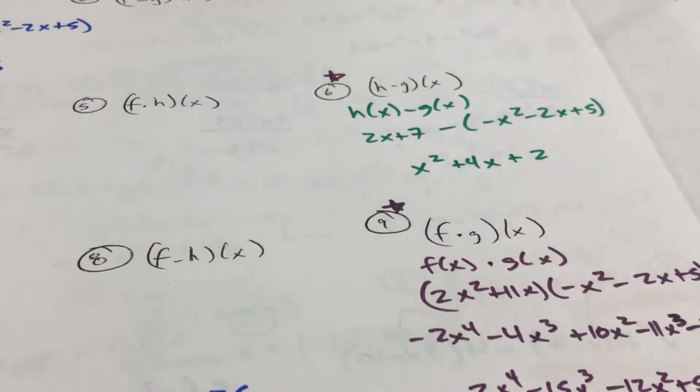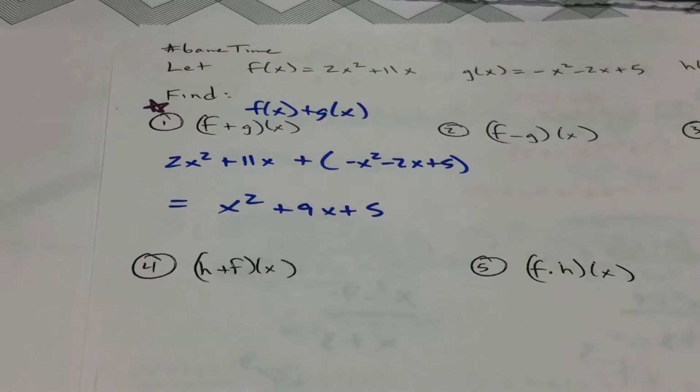All right, so page 3 is the hashtag game time section here. I want f of x plus g of x. I write f of x plus, again, I'm going to put parentheses around that second function no matter what. Then I do the combining of like terms.